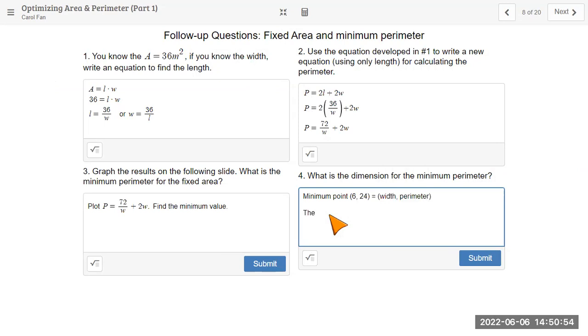Okay, the dimension for the rectangle that gives the minimum perimeter is 6 meters by 6 meters. And the perimeter is 24 meters.